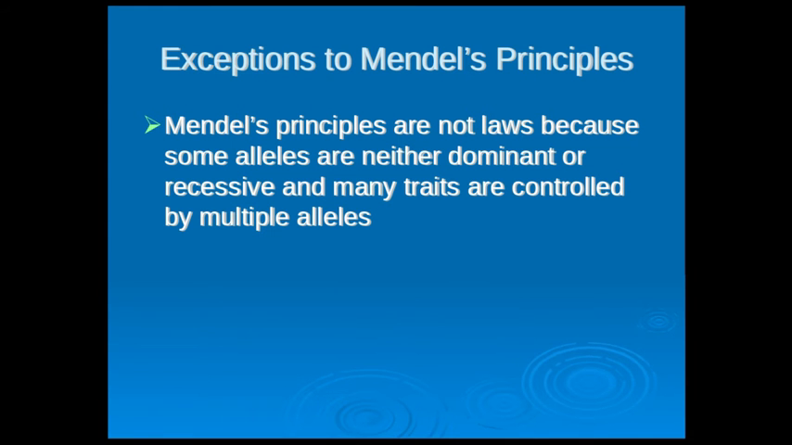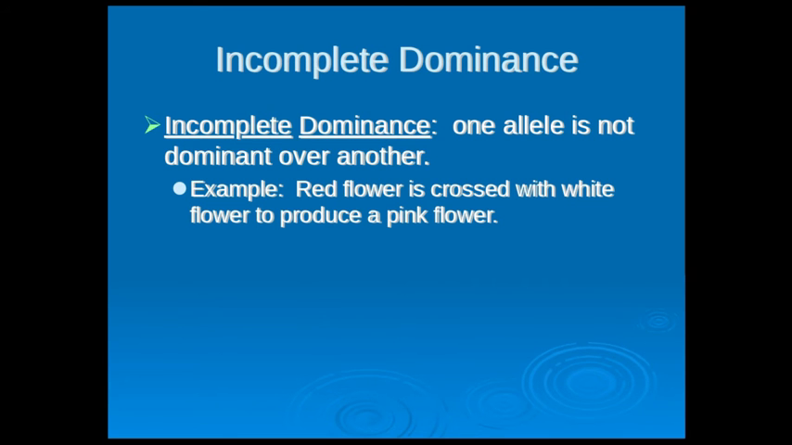All right, so Mendel's principles are not laws. They're just Mendel's principles because some alleles are not dominant or recessive, and many traits are going to be controlled by multiple alleles, not just a big A and a little a or just two choices. It's going to be like blood type, skin tone, that type of stuff. Okay? So they're called principles, not laws, because some alleles are not dominant or recessive, and he thought they all were either dominant or recessive. But Mendel had good ideas.